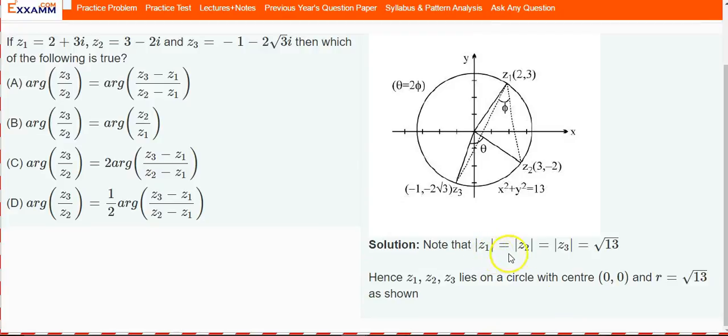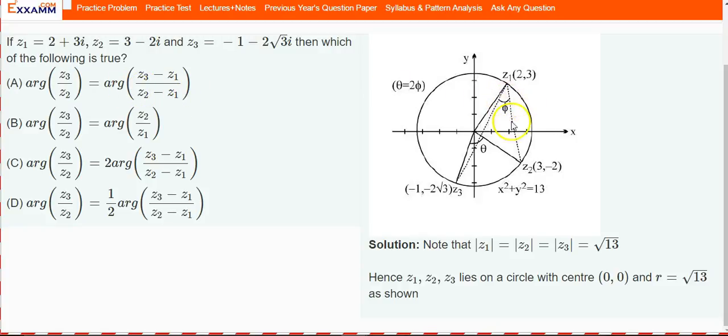So here, as Z1, Z2, Z3 all have equal moduli, equal to root 3, the center is the origin, and this distance is the radius of the circle passing through Z1, Z2, Z3. Now once we have done this, the rest is very simple, because this is the origin, so we can say that this particular angle would be double this particular angle, and applying the argument formula on these angles, we will get the result.